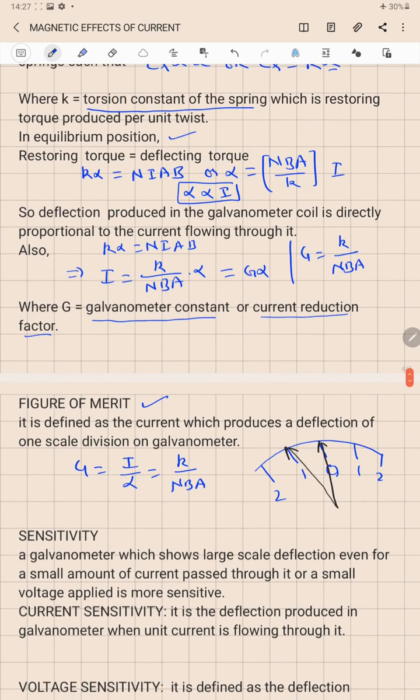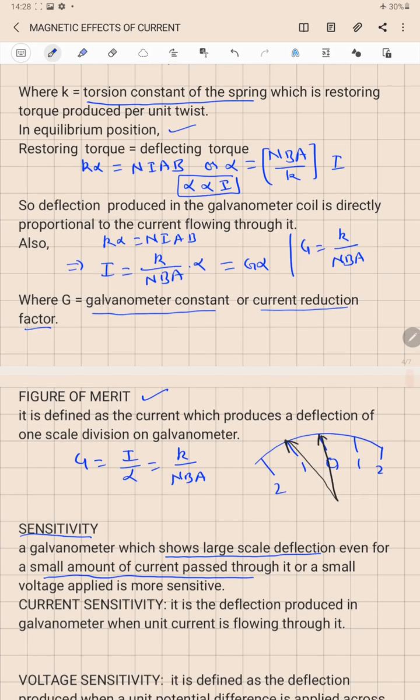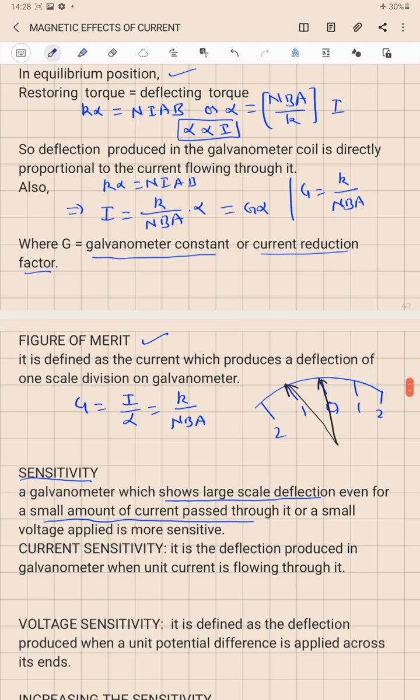Next is sensitivity. Sensitivity means how small an amount of current can be detected by a galvanometer. A galvanometer which is able to detect even the smallest amount of current is said to be more sensitive. For this, the galvanometer's pointer must show a large scale deflection even for a very small amount of current passed through it, or a small potential difference applied across its ends. So if it is able to produce a large scale deflection even for the smallest of currents, that type of galvanometer will be highly sensitive.